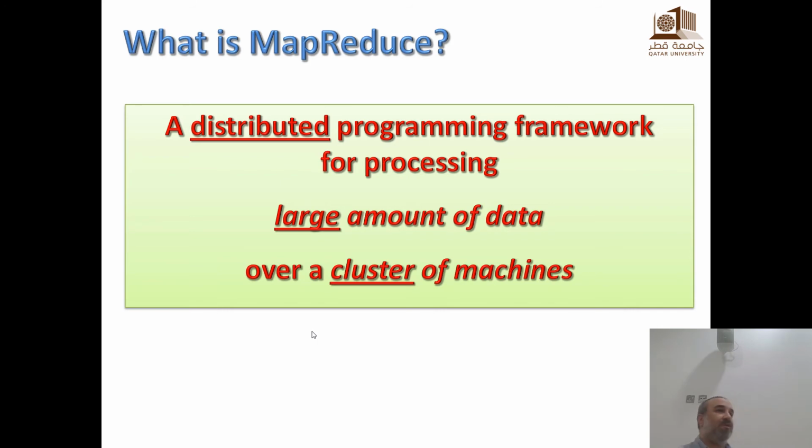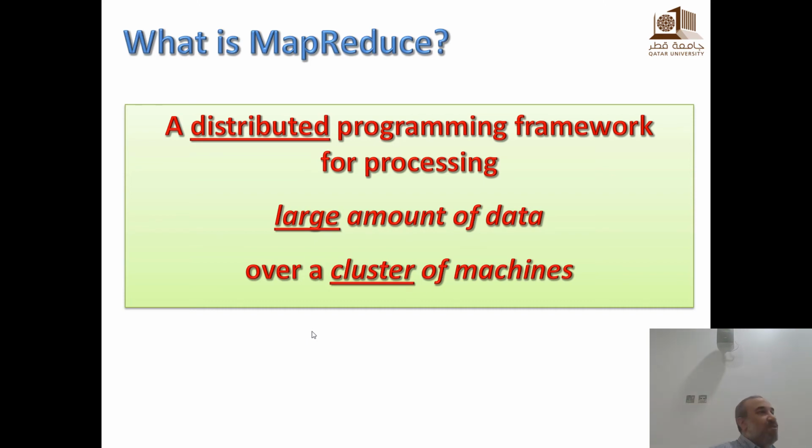Okay, so what is MapReduce? MapReduce is a distributed programming framework for processing large amounts of data over a cluster of machines. Let's go through it one by one. Distributed programming framework for processing data. What do you mean by distributed programming framework? Does that mean that we will code over different machines? We'll write some code here and some code there, and that's distributed programming? Of course not.